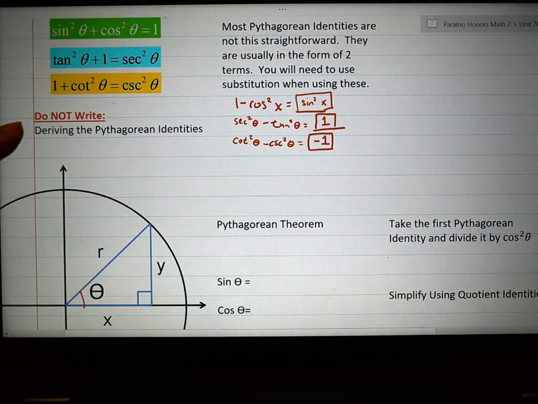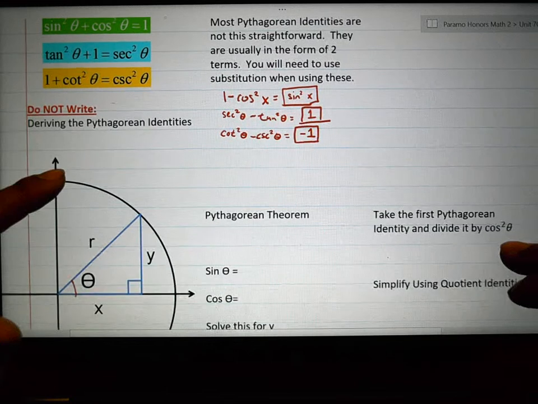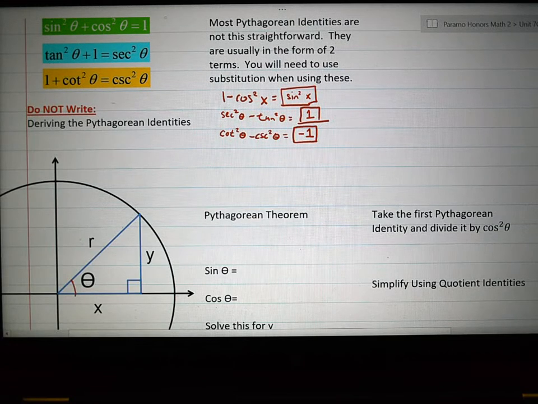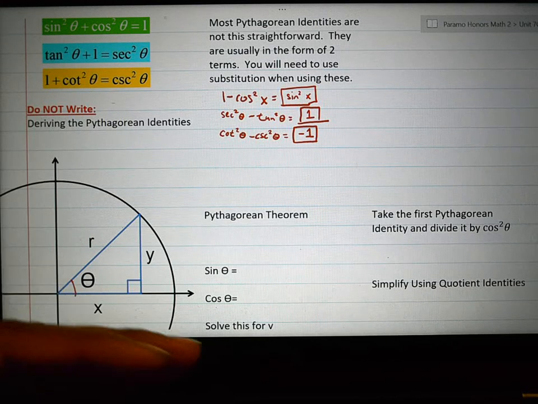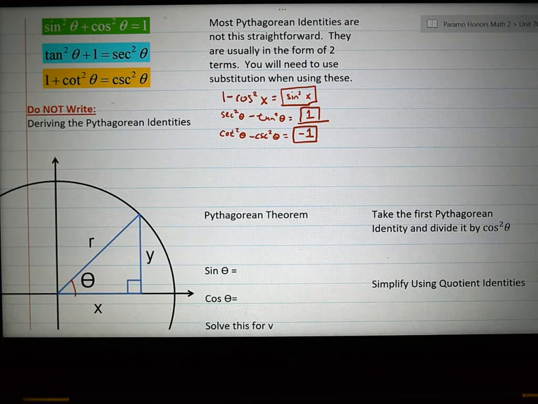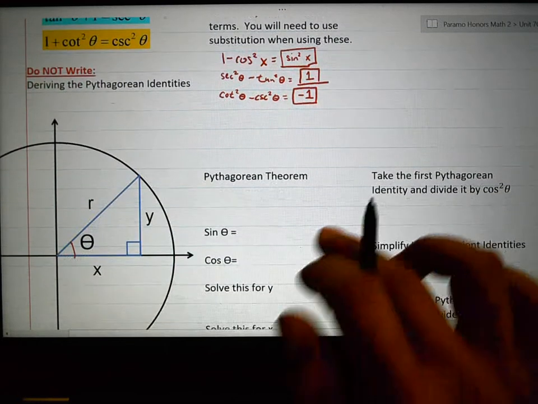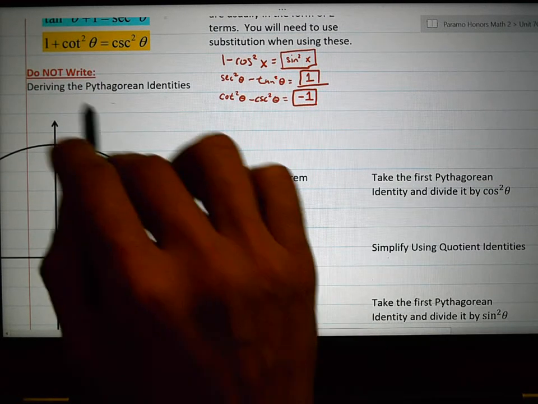This is a do not write. This is something I only want you to see because you are bright enough to see where this formula is derived from. The word derived means where does this formula come from? And it can be used on anything. We're going to derive this Pythagorean identity.